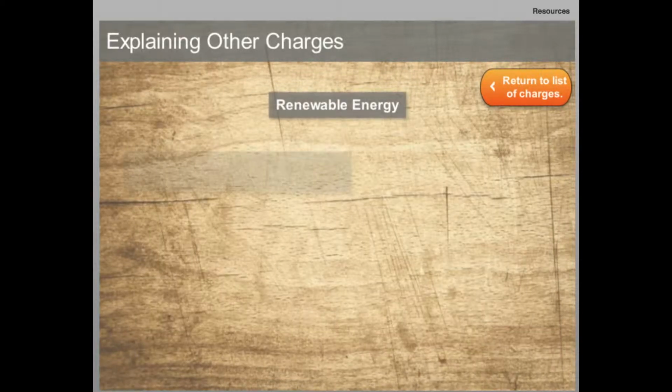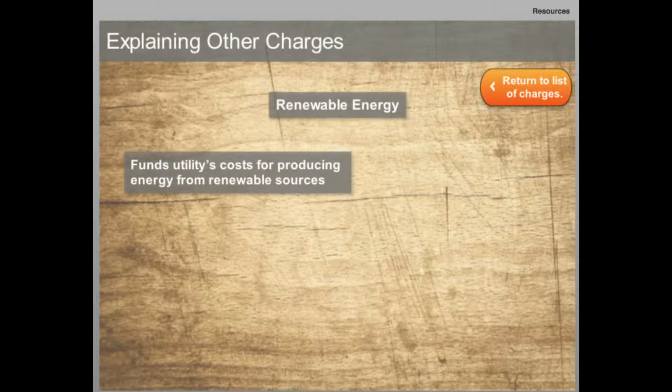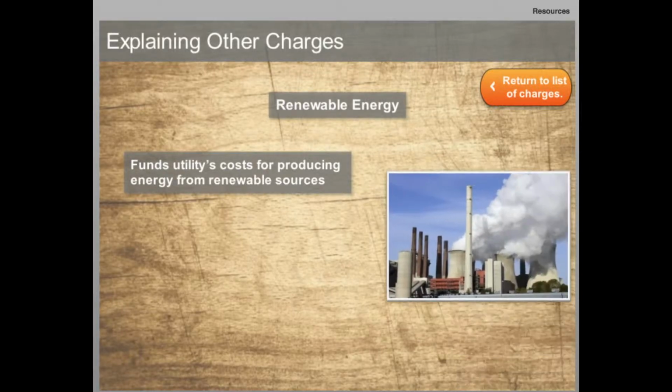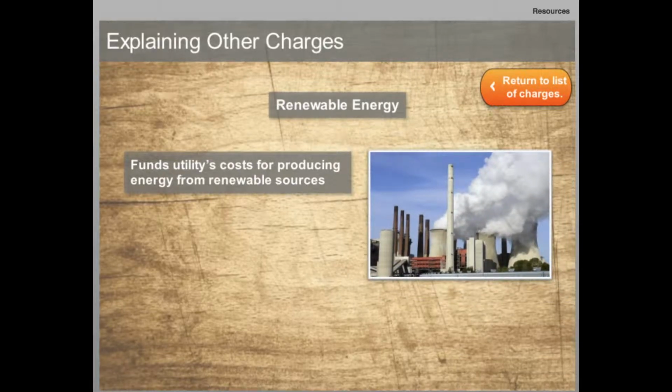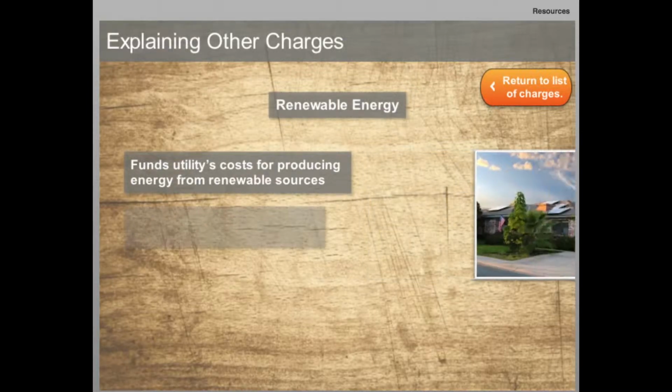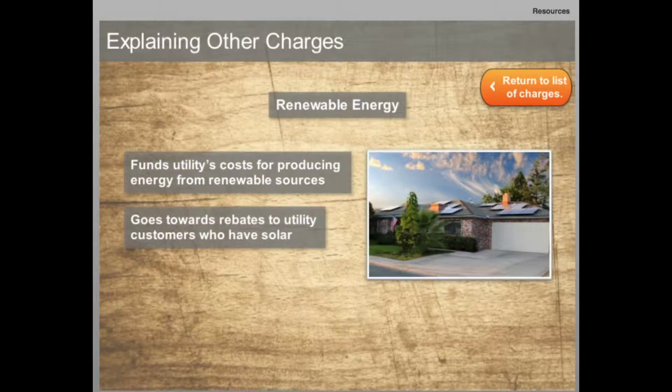Renewable energy charges are the utility company's way of recovering their spending on generation of electricity from renewable sources in order to become compliant with renewable energy standards. This is also how utilities pay for the rebates that they give to solar customers. Utilities are required by the government to motivate customers to conserve electricity and use renewable energy sources. But because the utilities must make a profit, they pass these expenses on to all customers.